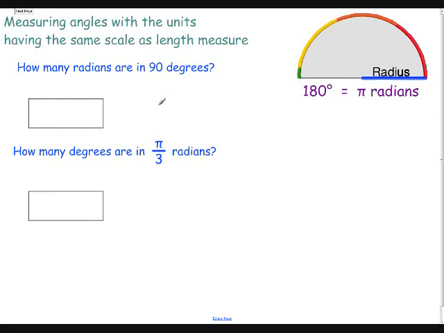How many radians are in 90 degrees then? If it's pi radians to do 180, and I'm talking about 90, what's this angle measure in radians? It's not pi, it's half of pi.